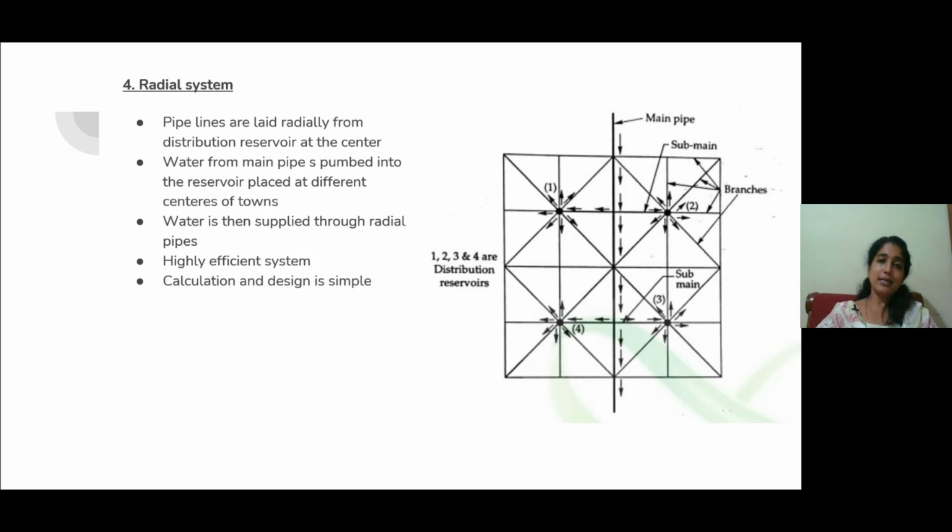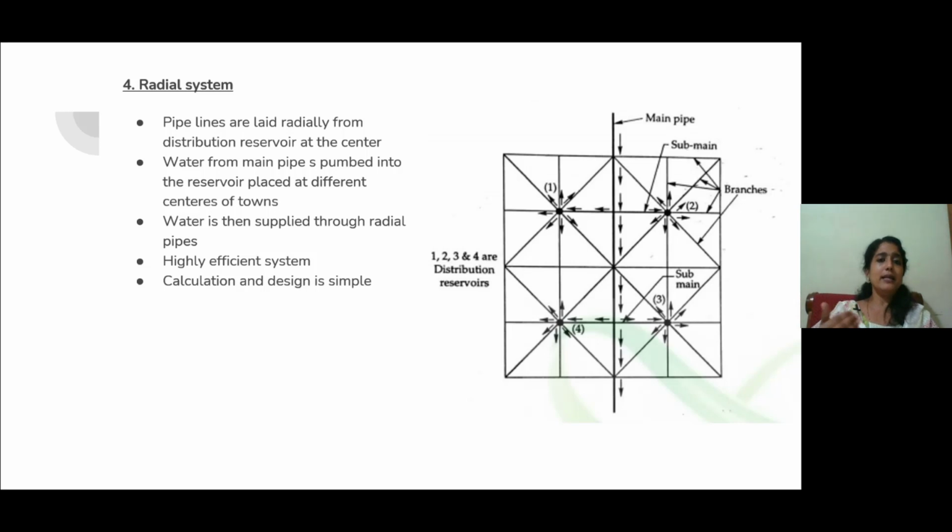Then the fourth system, that is the radial system. In this system, we are constructing reservoirs in the center of a locality. That is, if the locality consists of a radial road network, we adopt the radial system. That is, the roads emerge from one point to various parts of that locality. Then this reservoir tank will be constructed in that area, and through these radial roads, the water supply pipelines can be laid and water can be circulated.